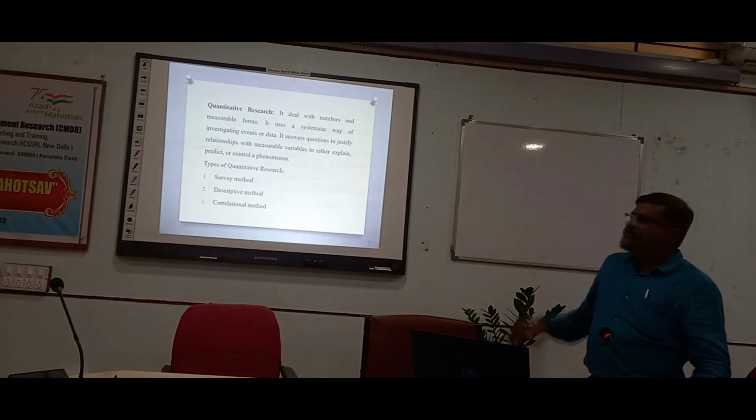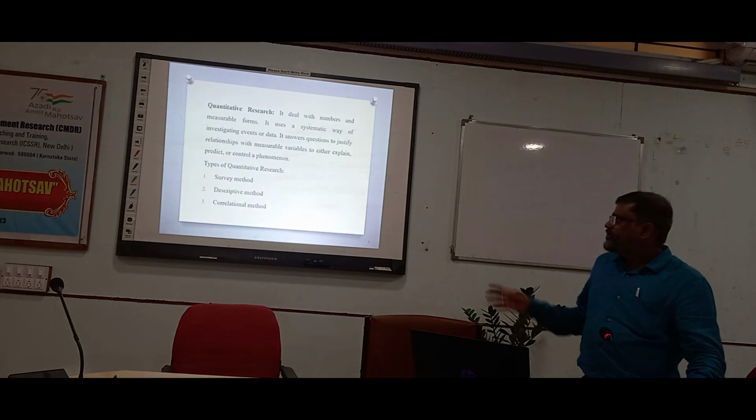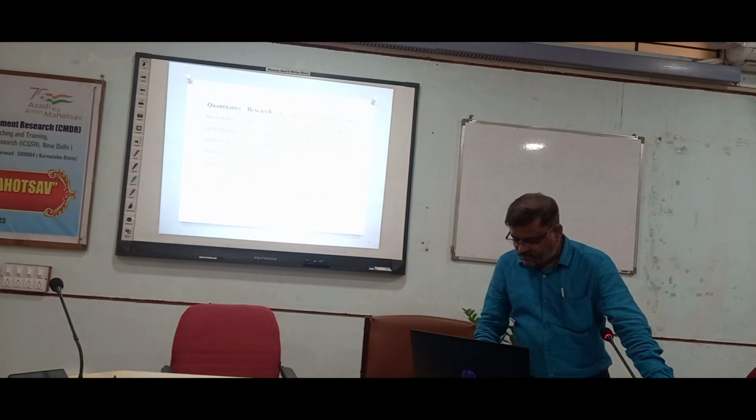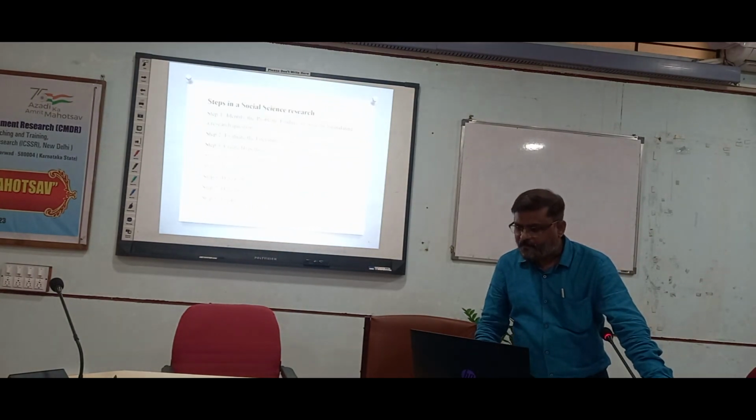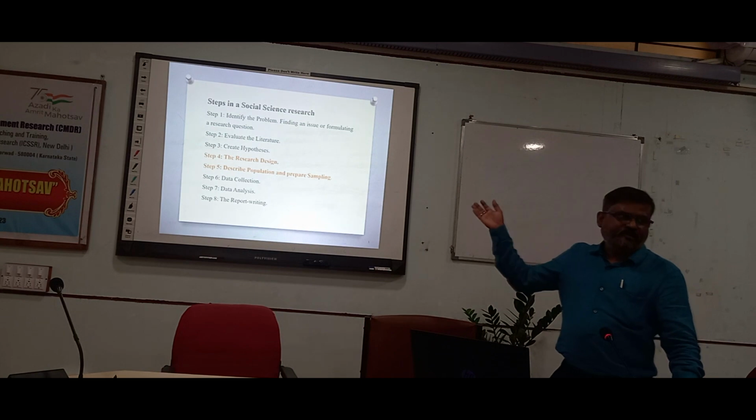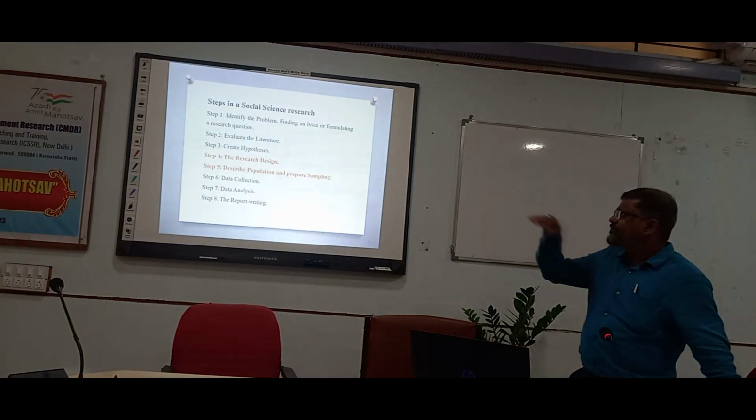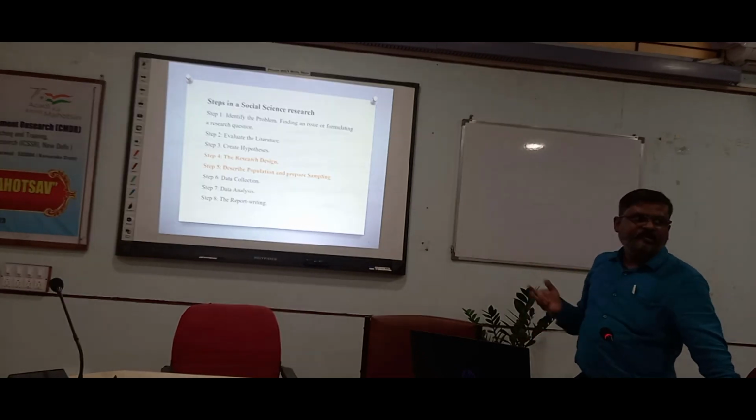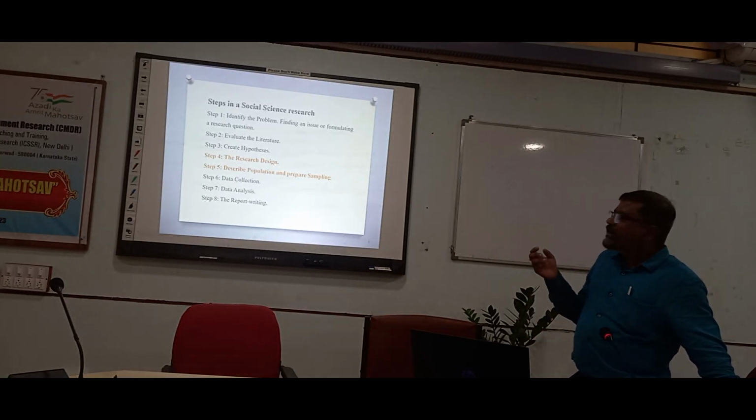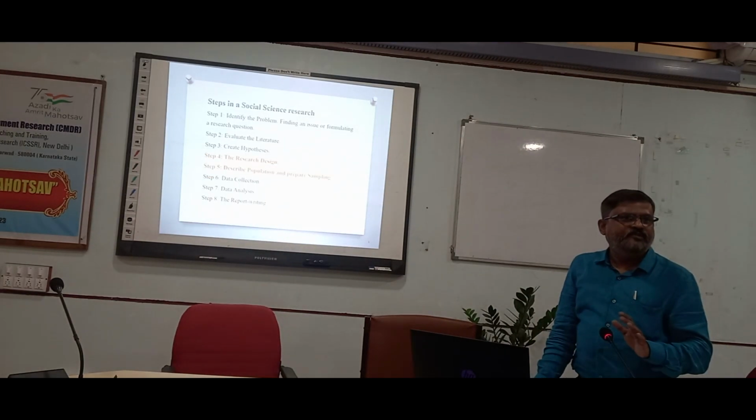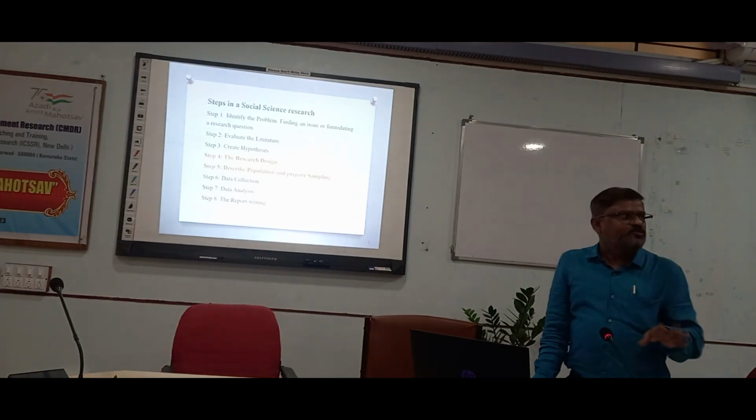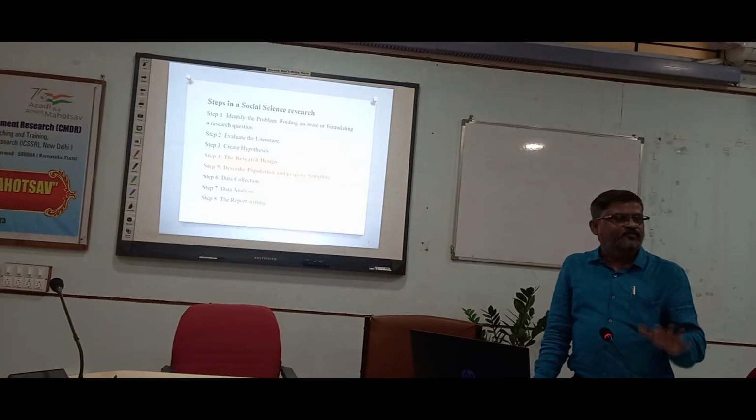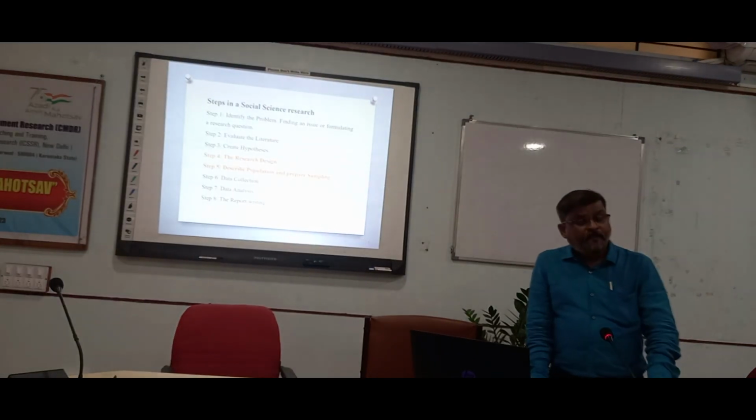There are types of quantitative research also: survey method, descriptive method, and correlation method. It will be covered in detail in the following slide. Okay, sir also said this in the morning. These are very simplistic steps. We have already identified the problem and formulated the issue, and next is to evaluate the literature. Literature review is the very first and foremost, a very important aspect in research.